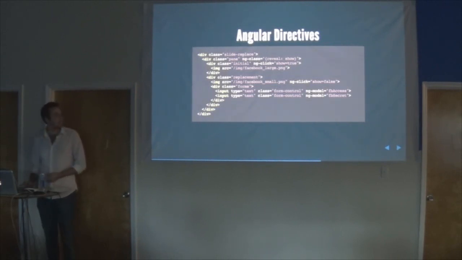Now that show is true, we automatically add this reveal class to our pane div. What that does is there are CSS rules that if show is on the pane, then we'll CSS transition everything to the left and animate automatically. If we ever want to go back, we have this ngClick setting show to false on the smaller image. And then, of course, we have the two inputs, both having an ng-model of Facebook access and Facebook secret, so that we can access those variables later.